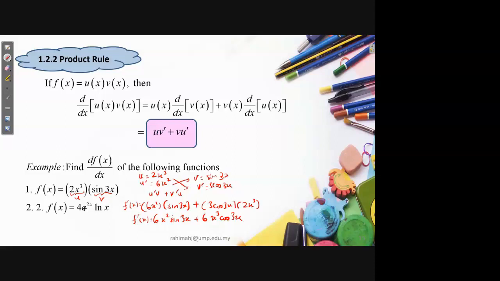For the second example, we have e to the power 2x times 2 ln x. So take the first as u and the second term as v. You can try to differentiate this.